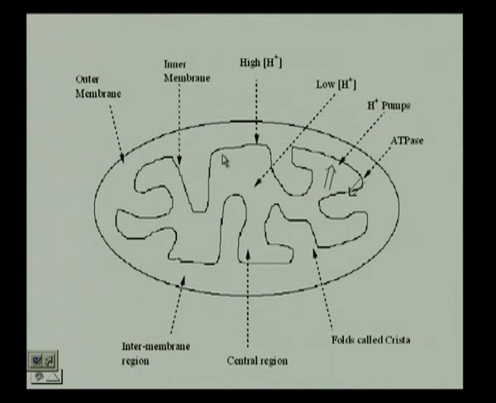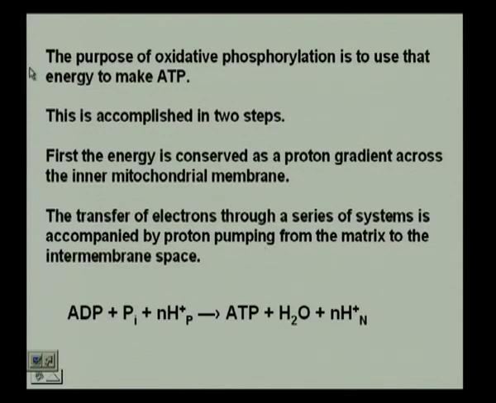We looked at this picture last time, where we found that even though there is a high proton concentration in the intermembrane space, we still need to pump protons from the matrix side to the intermembrane space, so that ATPase, which we will see later, can produce the ATP that is required for the energy for the functioning of all things in the body. So, the purpose of oxidative phosphorylation is to use the energy to make ATP. The way this is accomplished is in two steps.